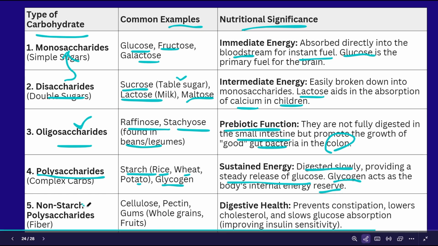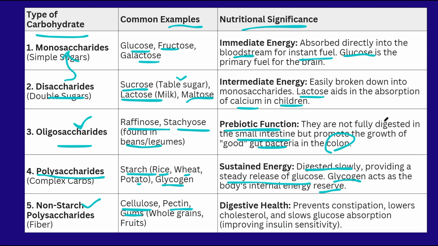And we will understand the non-starchy polysaccharides. The examples are cellulose, pectin, and gums. These are taken in our diet so that we can prevent constipation. And also, these non-starch carbohydrates are helpful for lowering the cholesterol levels in the body. This will promote our heart health and also is important in type 2 diabetes management.